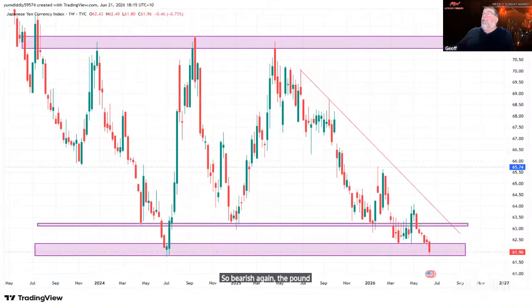This is the yen. Now, the yen, as always, is extremely interesting. Oh, hang on, I've got a question in the box there. Mentioned euro dice short just now.